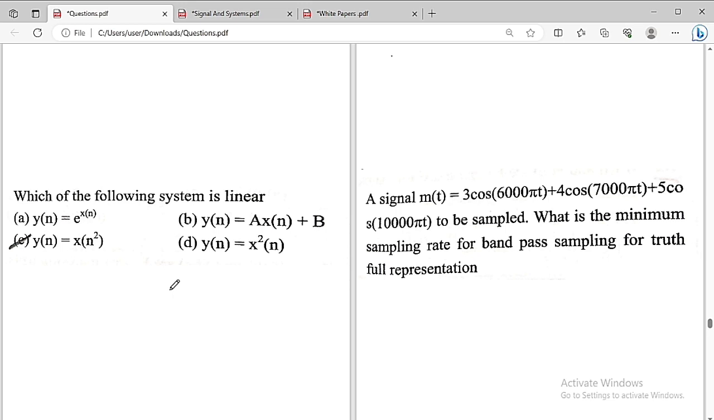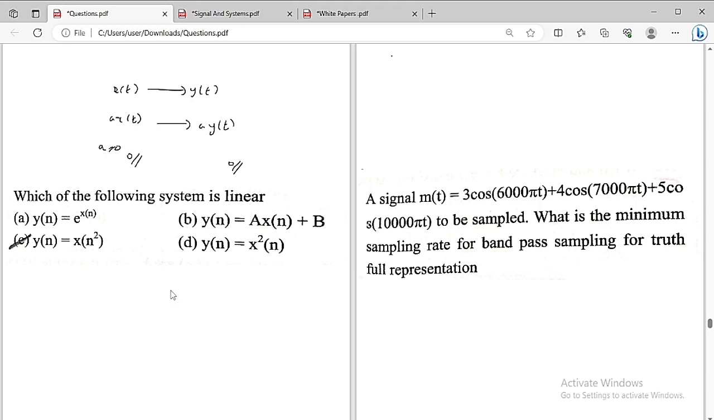Because I have already told you, for a linear system, if the input is x of t, then the output is y of t. Suppose the input is a into x of t, then the output is also a into y of t. This means if the input is multiplied by some scalar quantity, then the output is also multiplied by the same scalar quantity. Suppose a is equal to 0, then the input is equal to 0, so therefore the output is also equal to 0. So if the input is equal to 0, the output should be equal to 0 for a linear system.